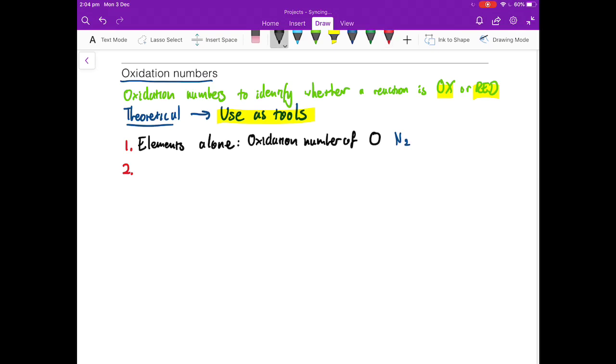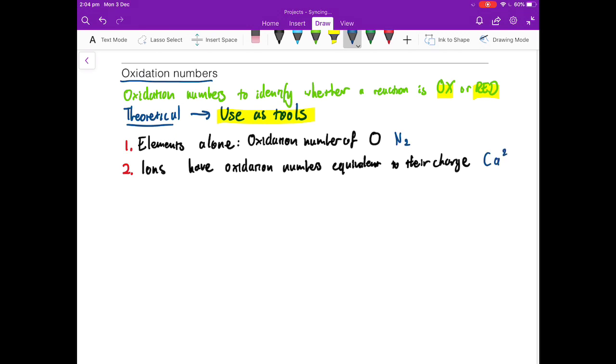Our second step is that ions have oxidation numbers equivalent to their charge. So if we're talking about an ion such as, let's say, calcium, Ca2+, which we know is the cation calcium, this is going to have an oxidation number of +2. So the oxidation number is equivalent to its charge.